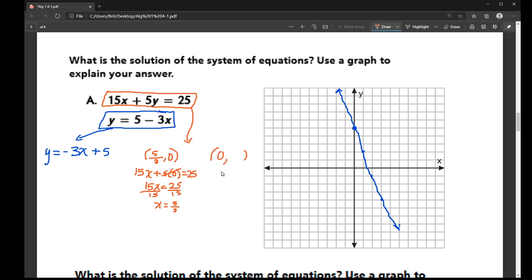So here I'm going to set the x equal to 0 and leave y by itself. So here 15 times 0 goes away, so I get 5y is equal to 25. And if I divide both sides by 5, I get y equals 5, which is a lot cleaner. Now this point, 0, 5, that's the same point that we had on the blue line.